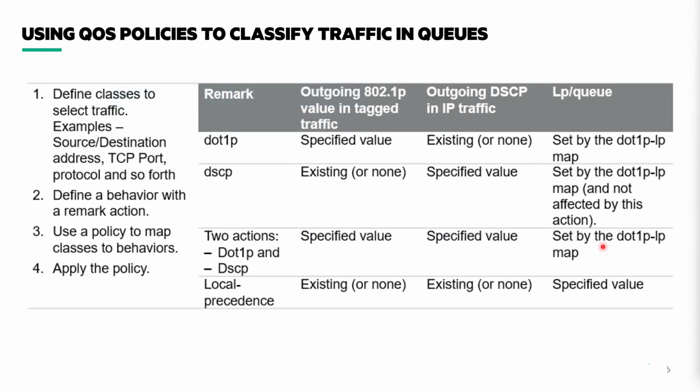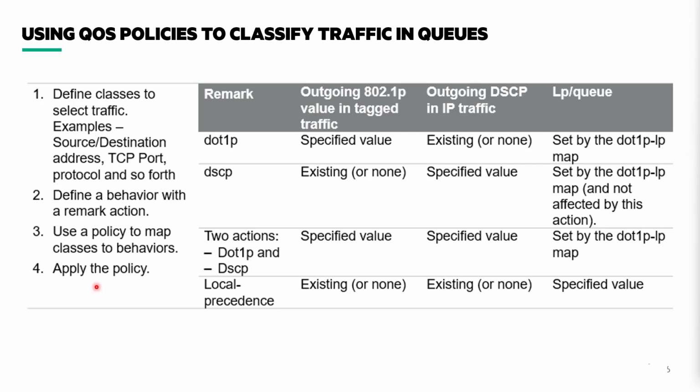Now, you can also look at the quality of service to classify traffic in queues. You will define the classes, so what you're interested to control, define the behavior, remarking behavior, and use the policy to map the class to behavior. So what criteria and what action, and then you apply the policy.